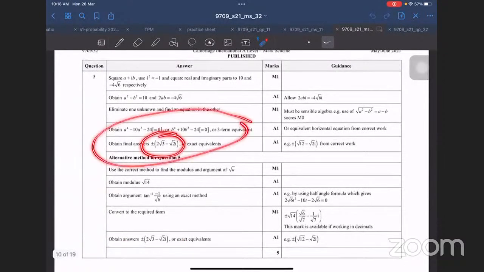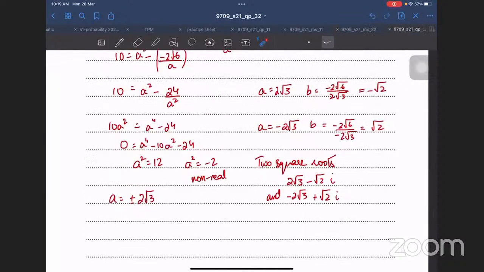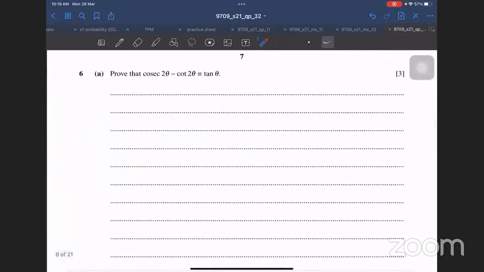This is our comparison method. What they've done is shown you another method, where you express it in modulus argument form. It's actually, if you express it in the exponential form, the square roots still come out. If you write it in exponential form as r e to the i theta, you can get them too. That's another way of doing it, actually. Okay? Try it and see.